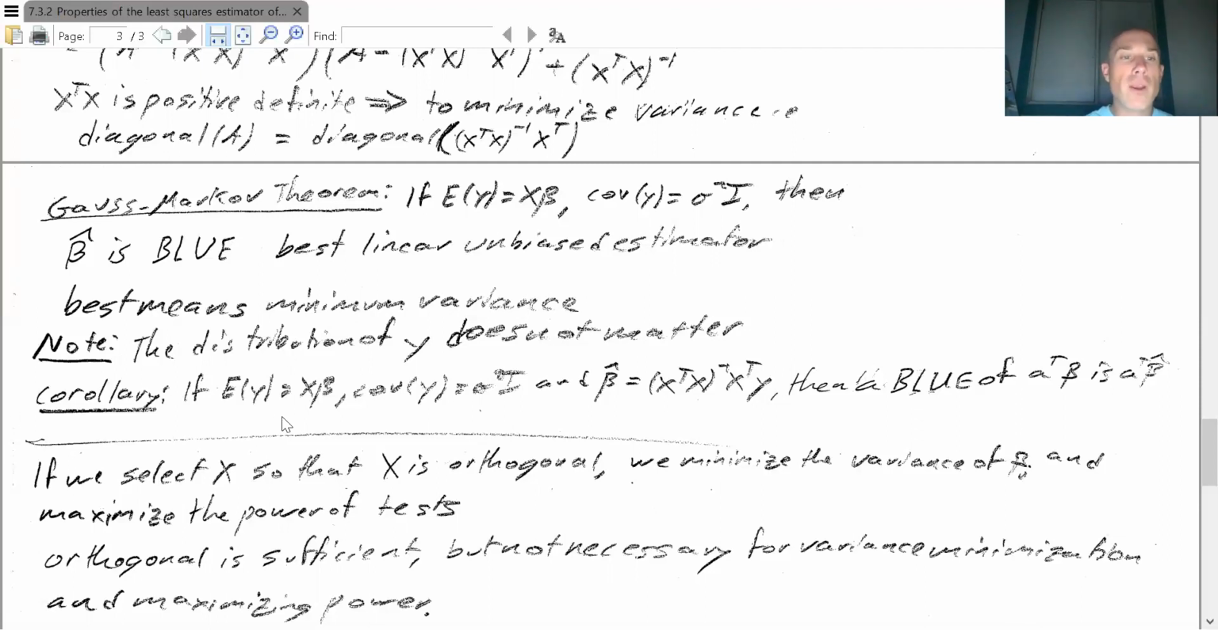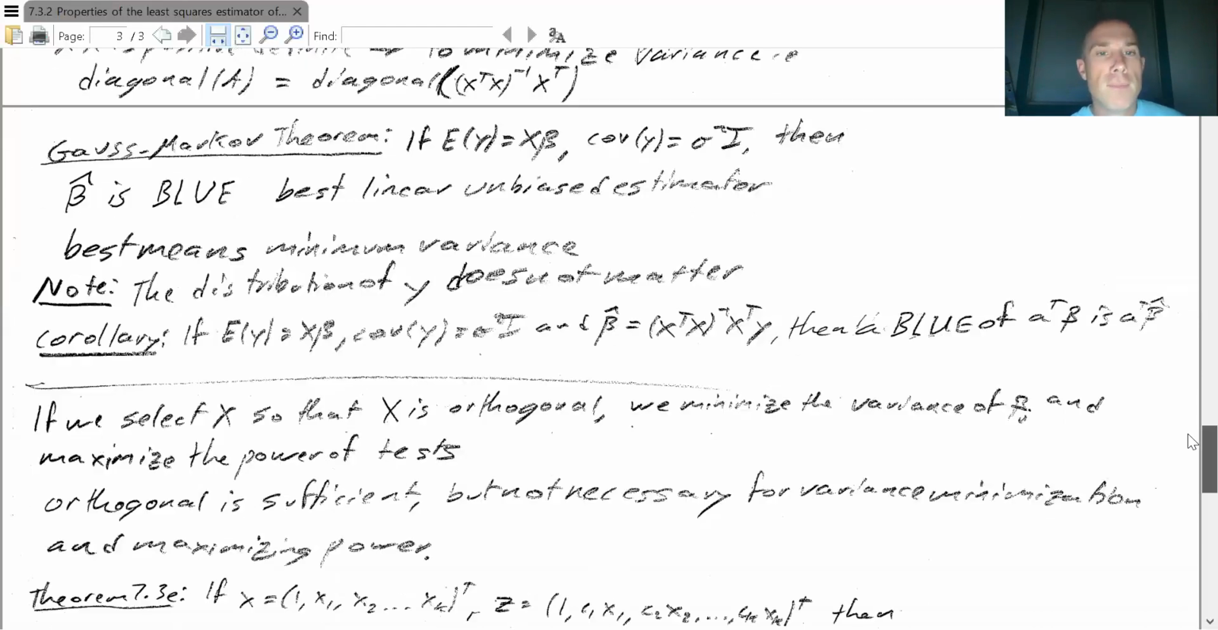Now, a corollary of this is that if I have these 2 assumptions and beta hat is from our formula, then a BLUE estimate of A transpose beta is A transpose times beta hat, which is nice. And basically, to get that, we just have to work out a few details using the proof. It's very similar to what we've got.